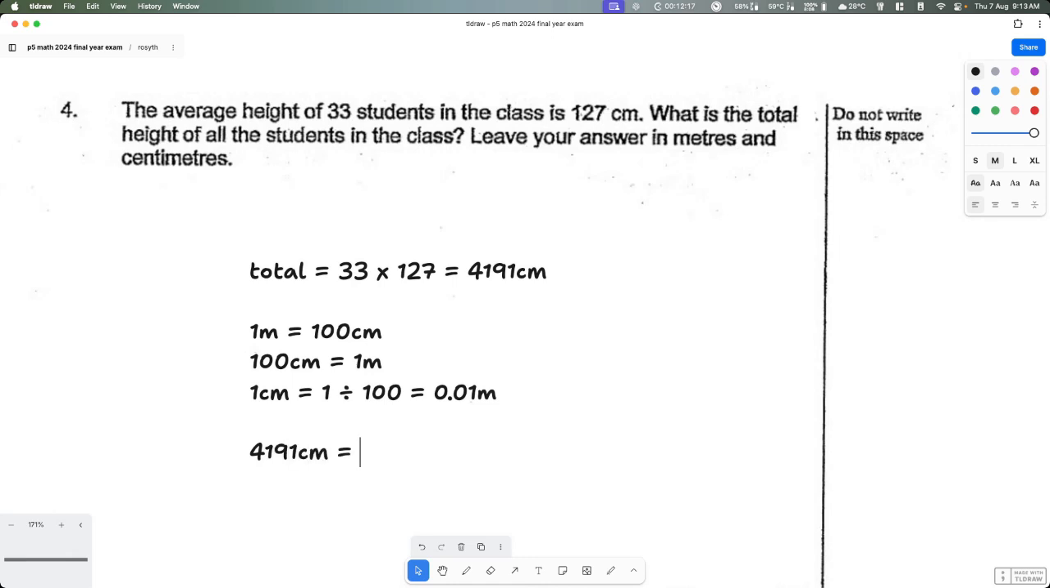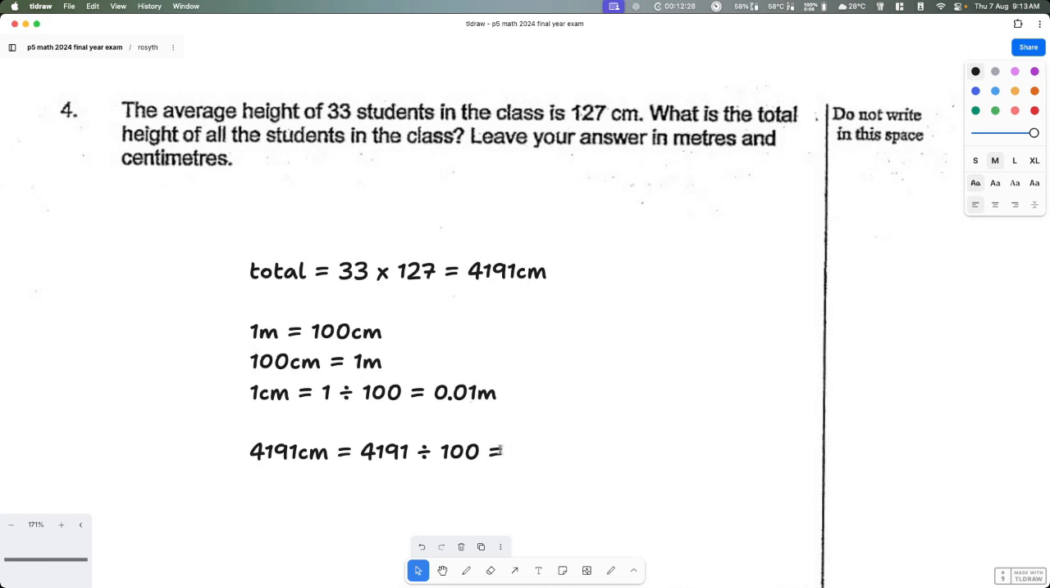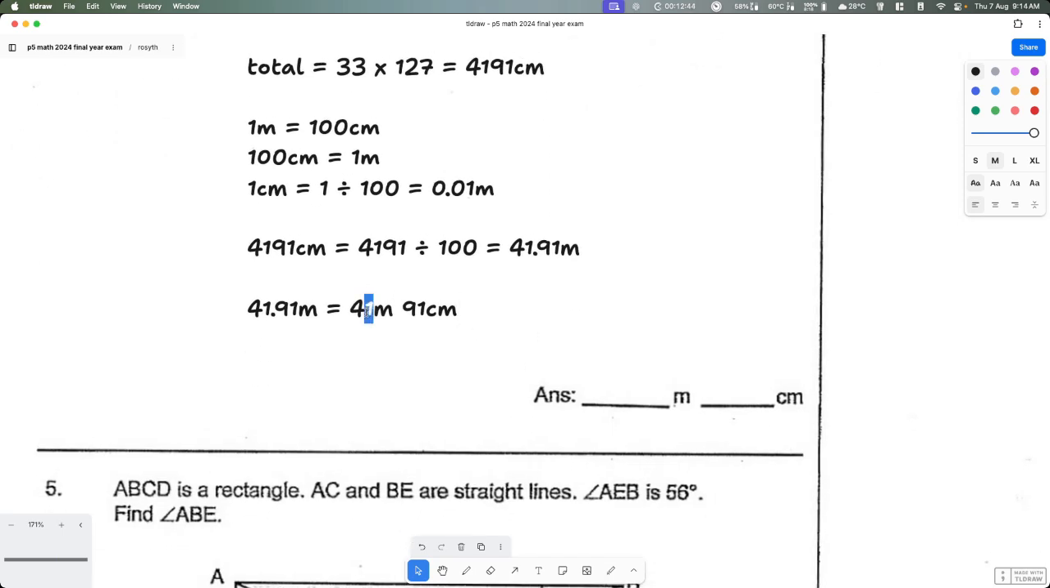4191 centimeters is equal to 4191 divided by 100, which is 41.91 meters. So that means 41.91 meters is equal to 41 meters and 91 centimeters. Okay, so that's the answer: 41 meters and 91 centimeters.